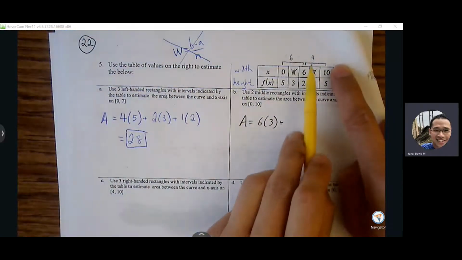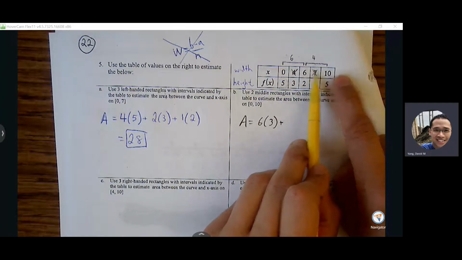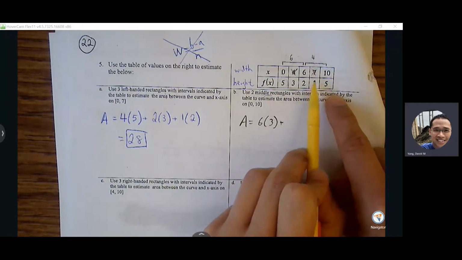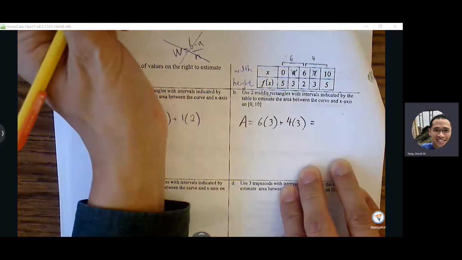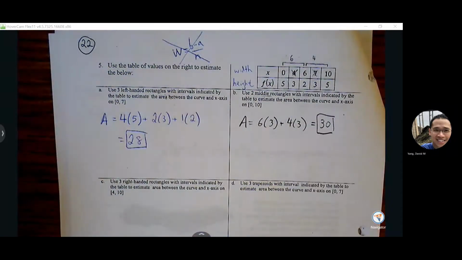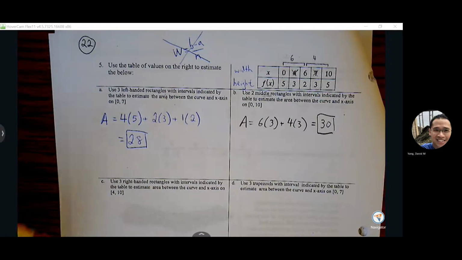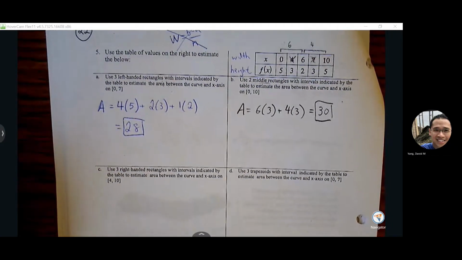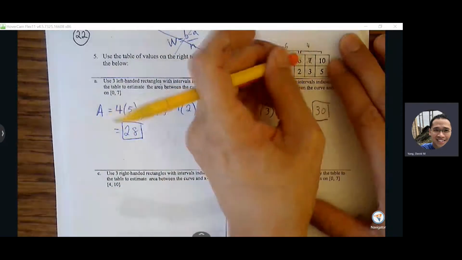Second rectangle, width of 4. We know 7 is not the true midpoint between 6 and 10, but for middle rectangles, whatever the middle y value is, that's what you're going to use. That's the width, 4 times 3. 18 plus 12, 30. Okay. You guys want to try part C?